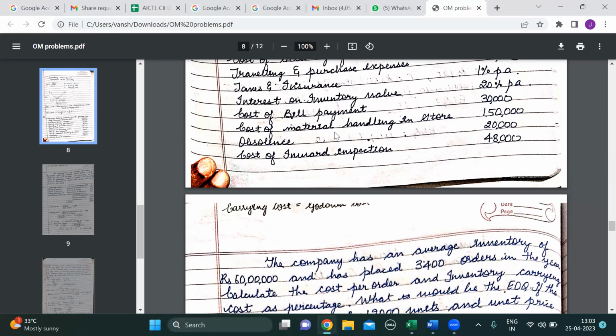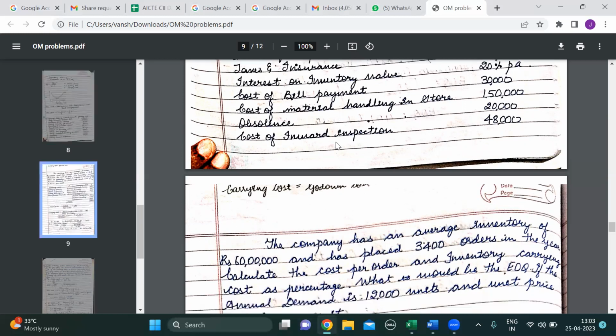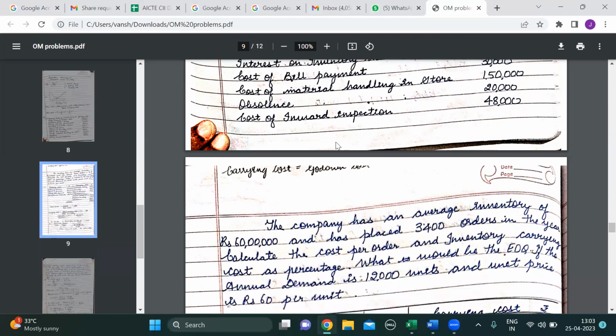Cost of material handling in store is carrying cost. You're handling the raw material. Obsolescence is again carrying cost. Cost of inward inspection is again ordering cost. Inward inspection means when the goods are coming in, and they come in when you purchase. So it's again related to purchase.